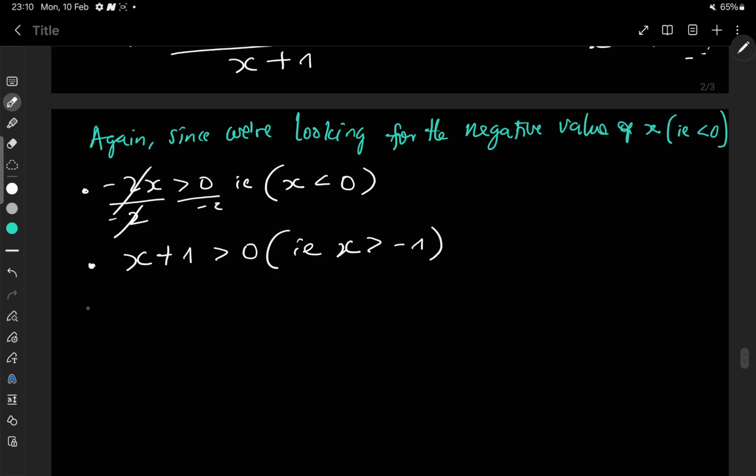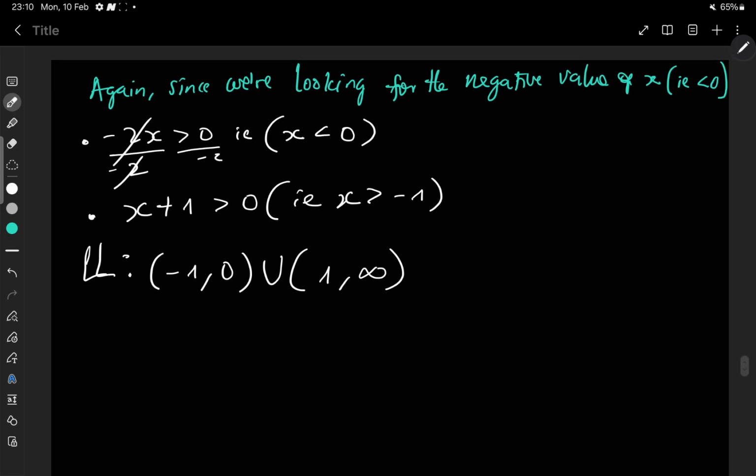So in all the cases, both case 1 and case 2, the combined solution is going to be minus 1 to 0 union 1 to infinity. These are all the solutions of this inequality.